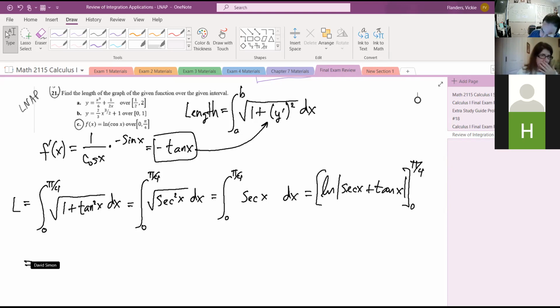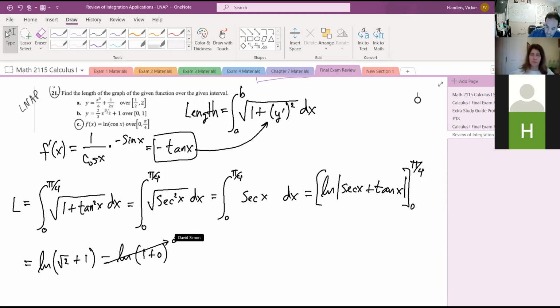So plug in pi over 4. Secant of pi over 4 is the square root of 2. Tangent of pi over 4 is 1. Minus secant of 0 is 1, and tangent of 0 is 0. The natural log of 1 is also 0, so this is gone. Therefore, I'll write it again just to be a little bit prettier: ln of 1 plus square root of 2.